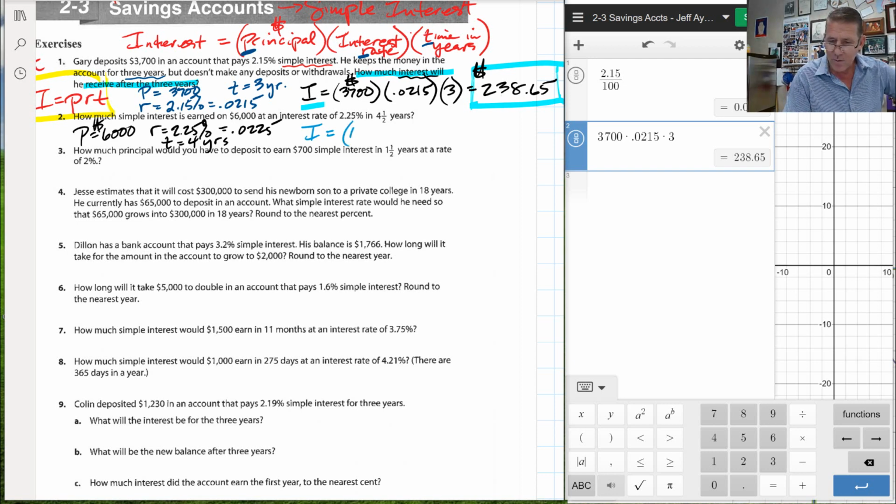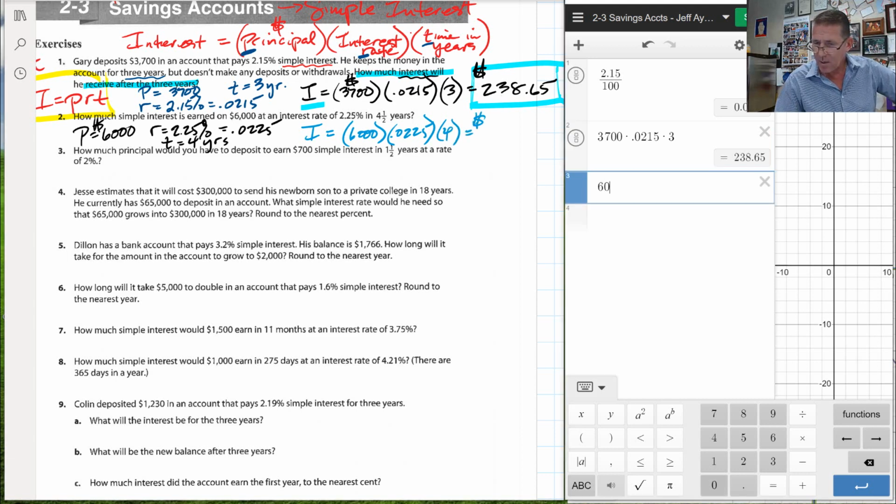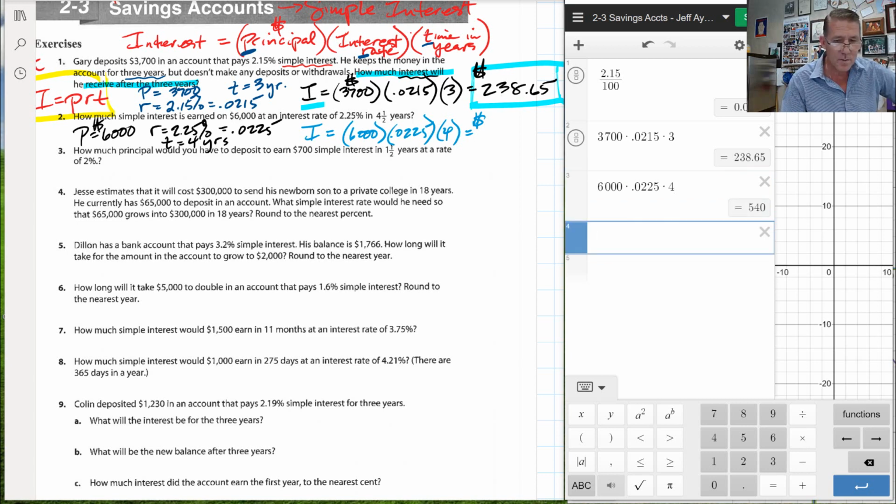So here we go. So $6,000 times 0.0225 times 4 this time. And what will that give us? I don't know, let's figure it out. So we have $6,000 times the new interest rate times 4. Whoops, not times 4. Let me reread. 4.5 years. Sorry, let me back up. Let me change this over here. The time is not 4. I misread it. 4.5 years. So T is equal to 4.5 years, not 4 years.